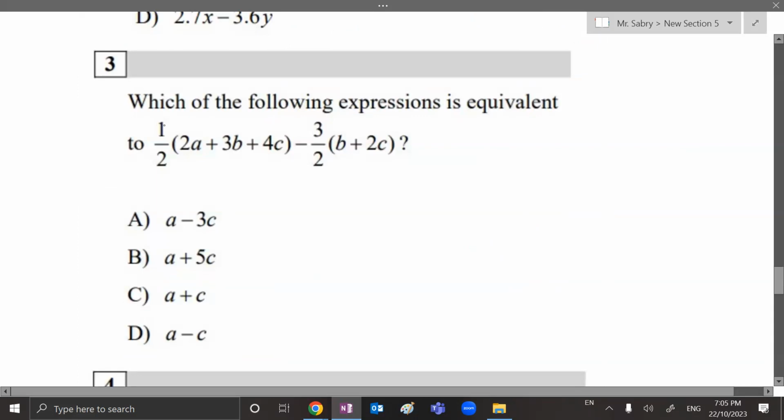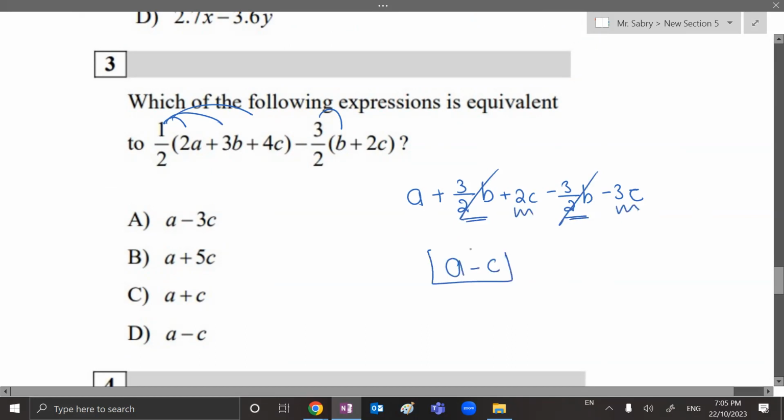Now I'll distribute again. So half times 2, that's A. Half times 3, that's 3 over 2 B. And then half times 4, that's 2C. Negative 3 over 2 times B, that's negative 3 over 2 B. Negative 3 over 2 times 2, that's negative 3C. Like terms together, I'll have the positive 3 over 2 B along with the negative 3 over 2 B. They both have B, so they'll be crossed out. I have 2C with the negative 3C, and that will become A minus C, which will give me D as the correct choice.